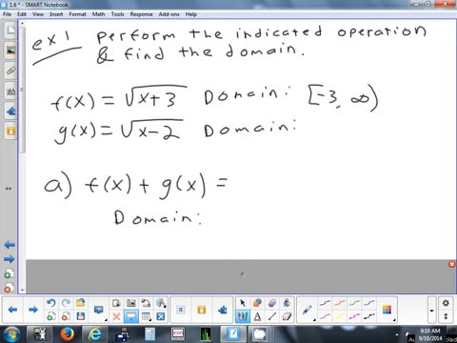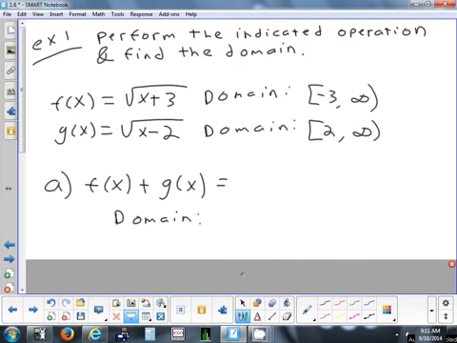What about my domain for g of x? What kind of values do I have to pick there, Michael? Greater than or equal to 2. Yeah, greater than or equal to 2. If you get stuck, try some numbers. Try 0. Nope, can't do 0. 0 minus 2 is -2. 1. Nope, 1 minus 2 is -1. 2. Yeah, that works. As long as you pick any number 2 or higher.